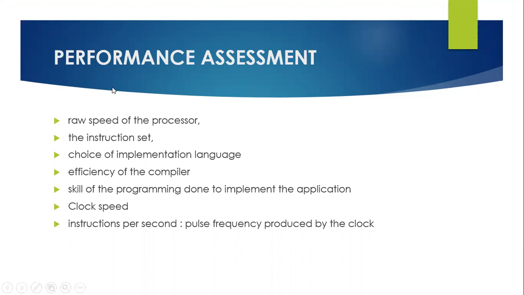First is the raw speed of the processor. If your processor can execute instructions at high speed, then that would be preferable. That would, of course, improve the performance.